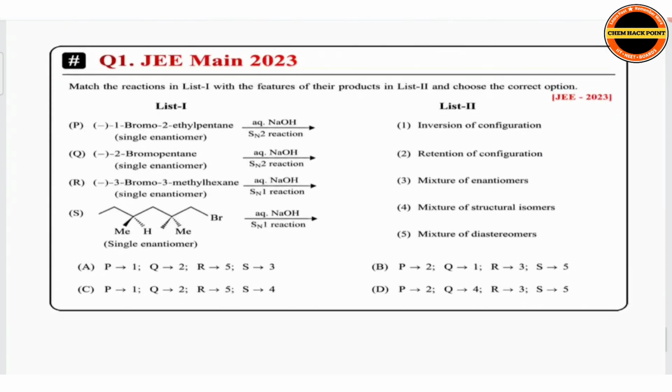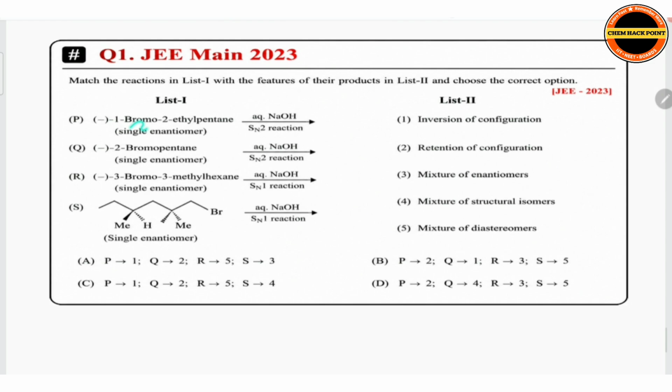Next. In this case, match the following is given, observe it. So 1-bromo-2-ethylpentane, a single enantiomer, is mentioned. Here we need to check the reactions one by one. Here the carbon is connected to CH2Br, which is not chiral, which is a primary carbon. So whenever the carbon bearing bromine is not chiral, the next carbon is the chiral carbon.